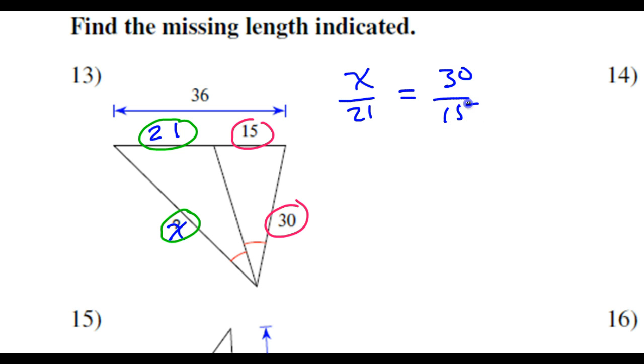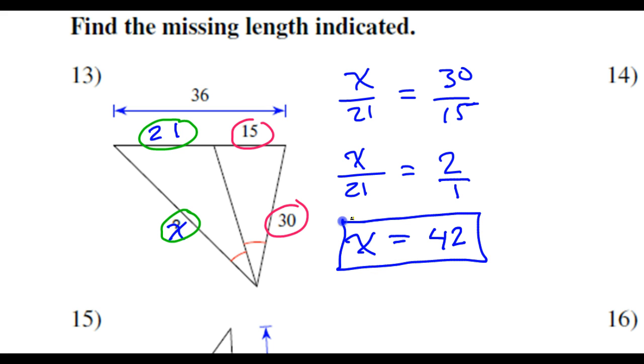Alright, both of these are divisible by 5, so this is going to give me X over 21 is equal to 6. Whoa, actually 15 goes into 30 twice, so this is just going to be 2. Like 2 over 1, I guess, if you want to think of it that way. So when you cross multiply, it's just going to be X equals 42. Which makes sense because the 15 doubled, the 21 will double.